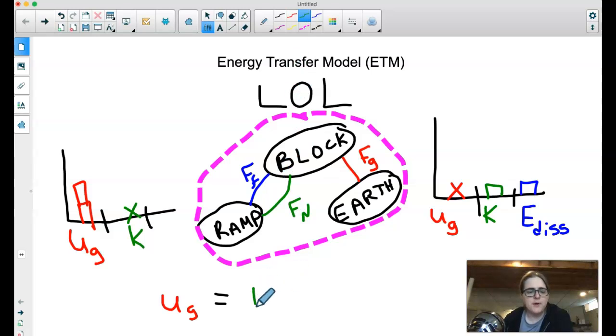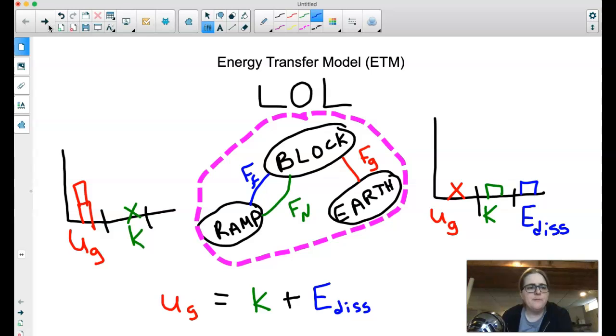And so then I can write out a conservation of energy equation where the total energy I start with, so the UG, equals the total energy I end with, which is the K plus the E dis.